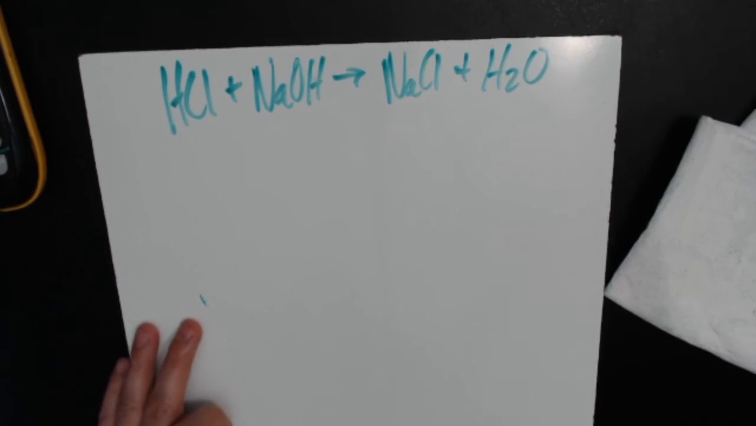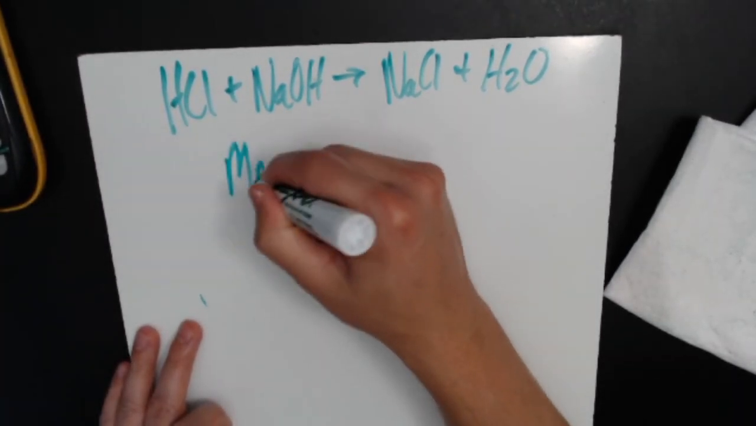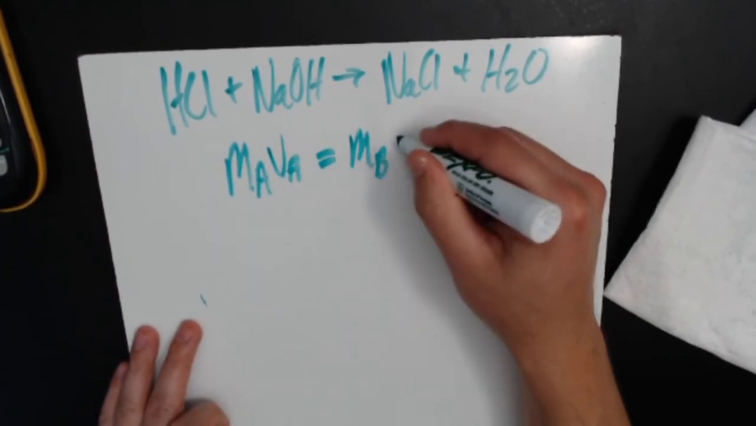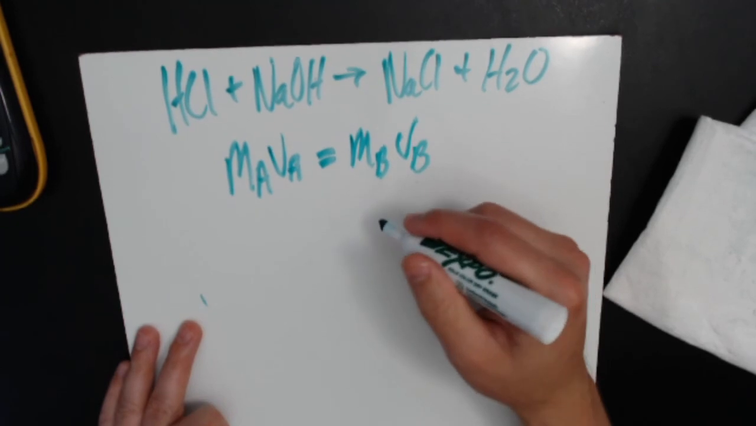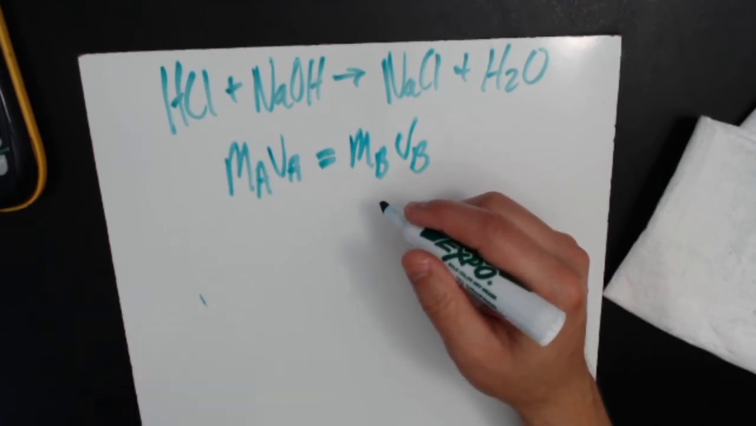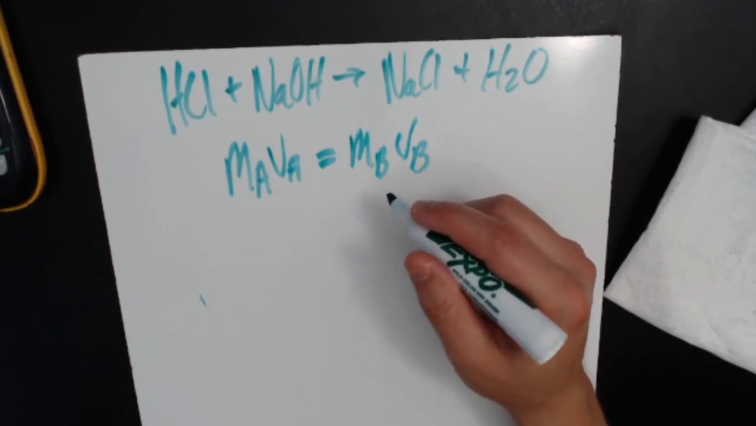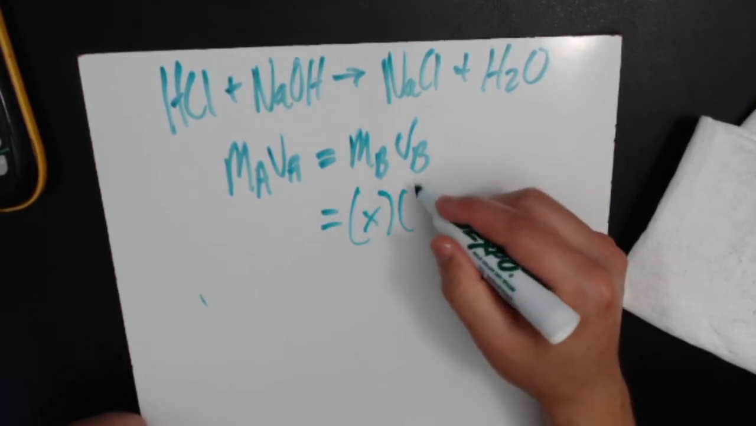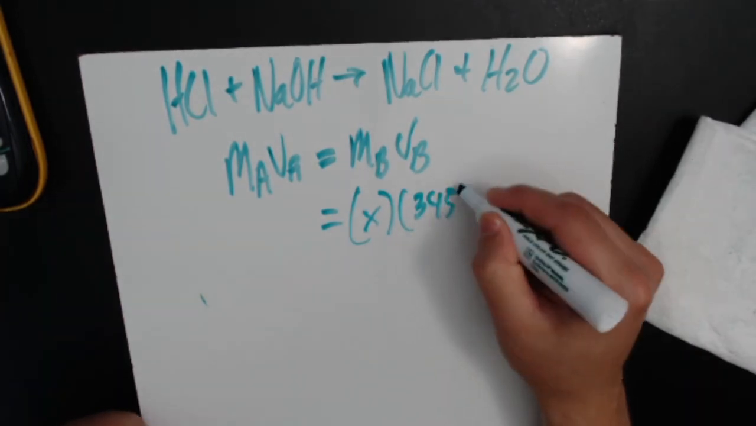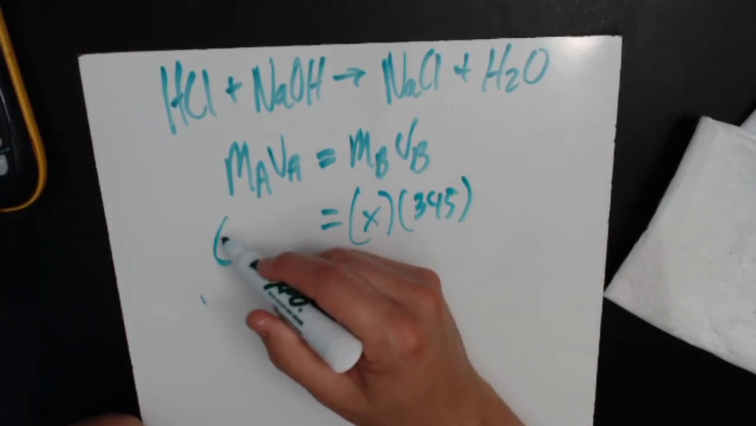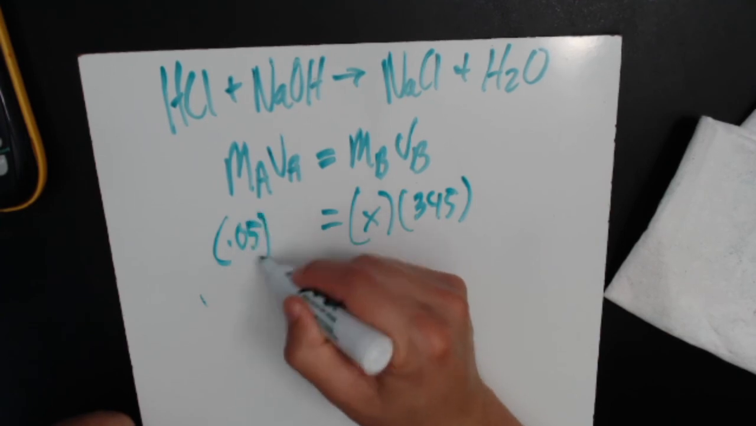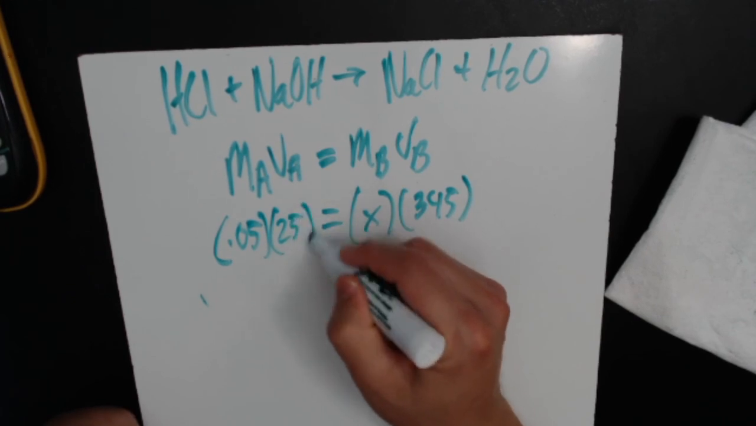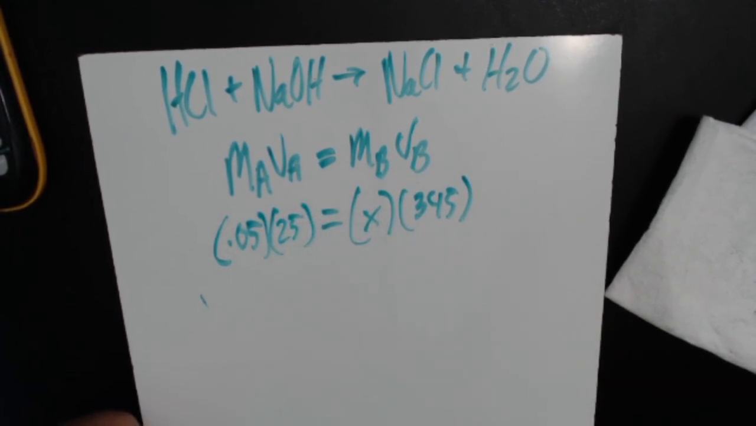Alright, so Ma, molarity of the acid, times the volume of the acid is equal to the molarity of the base times the volume of the base. This time we are given the molarity of the acid and the volume of the acid. We're solving for molarity of the base. So our X is here this time. Our volume of the base is 345. Our molarity of our acid is 0.05. And what was the volume again? 25 milliliters. This is going to be some weak base right here, man.